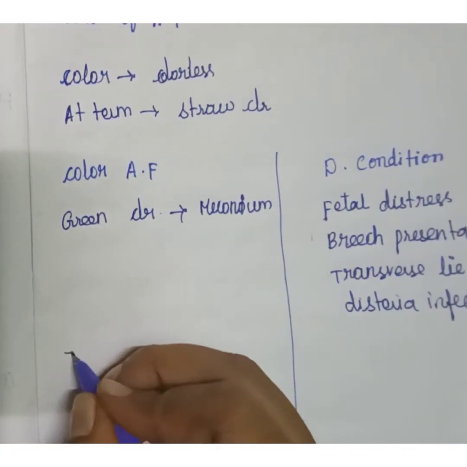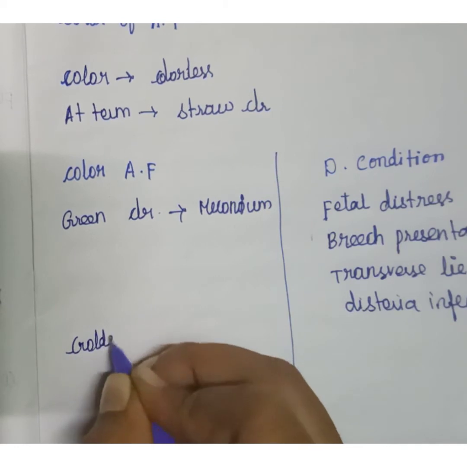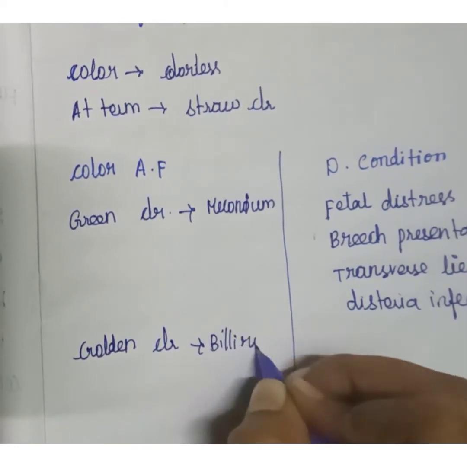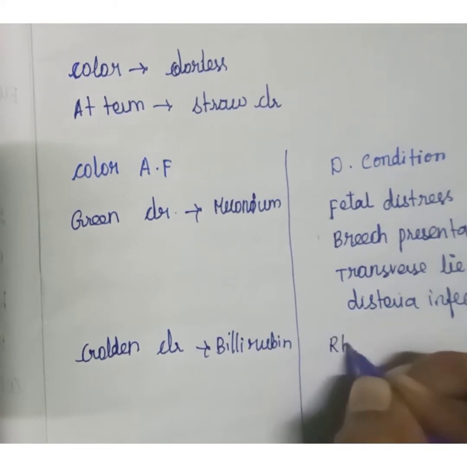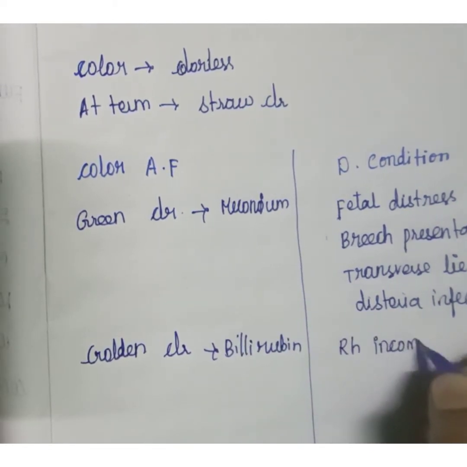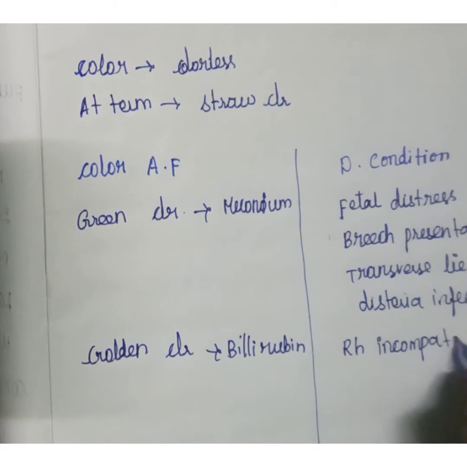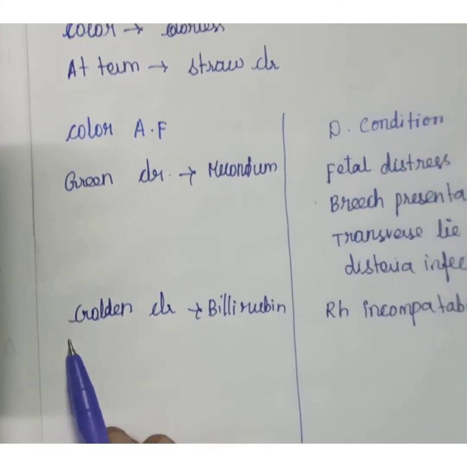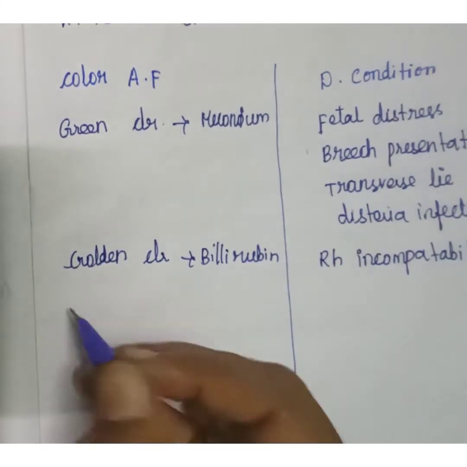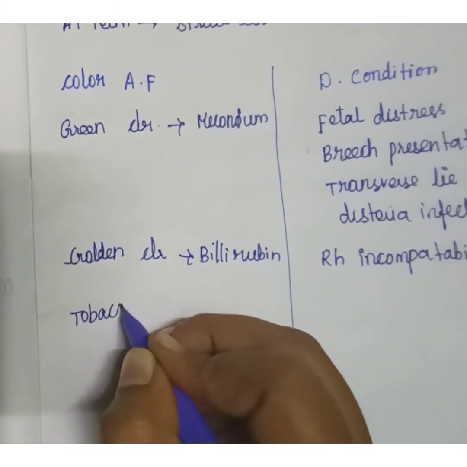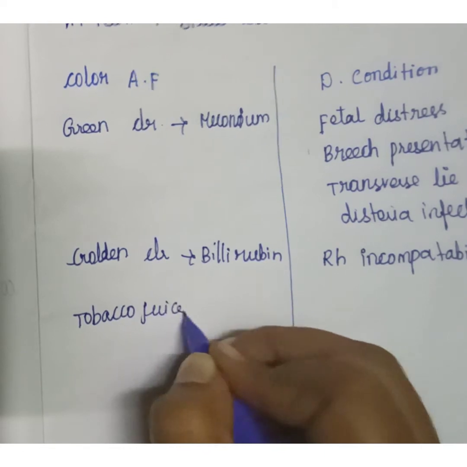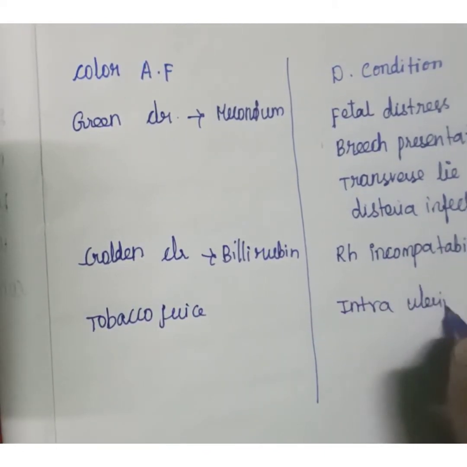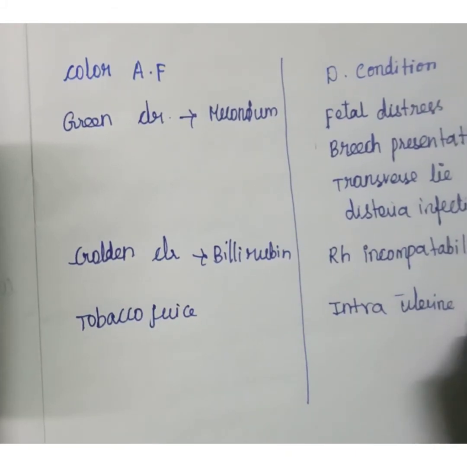Next one is golden color. Golden color is due to bilirubin. The golden color will appear in RH incompatibility. The amniotic fluid will look golden in RH incompatibility. Next one is tobacco juice color. It occurs in intrauterine death. In intrauterine death, it is tobacco juice color.